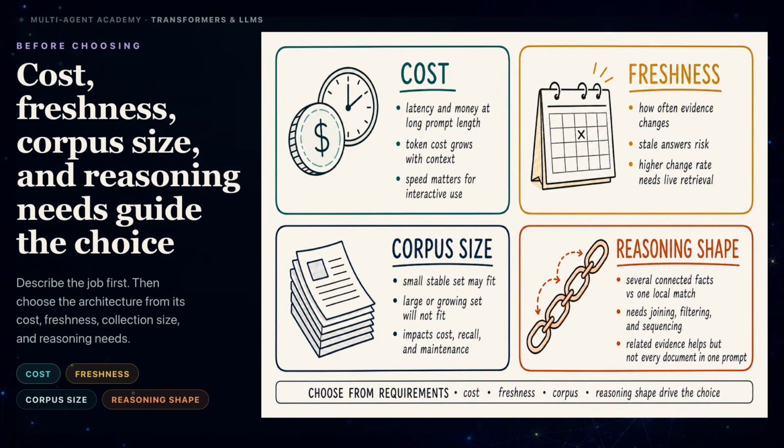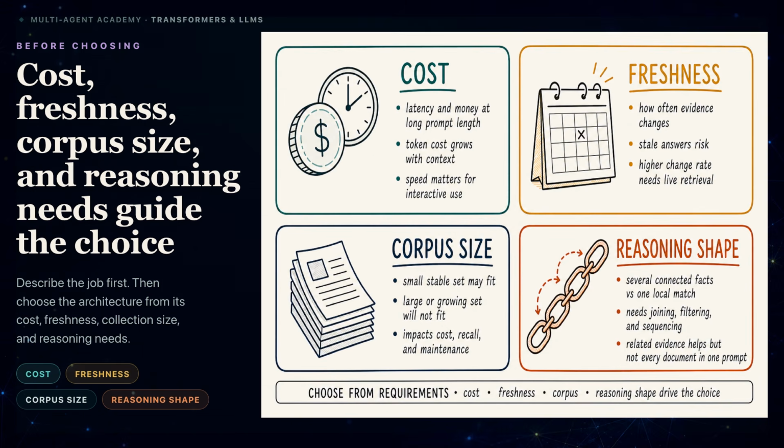Before choosing an architecture, describe the job with 4 practical questions. First, what will a long prompt cost in latency and money at the traffic you expect? Second, how often does the information change, and how harmful would an old answer be? Third, how large is the source collection? A small and stable collection may fit in one prompt, while a large or growing collection usually will not. Fourth, does the answer need one local fact, several connected facts, or a summary across many documents?